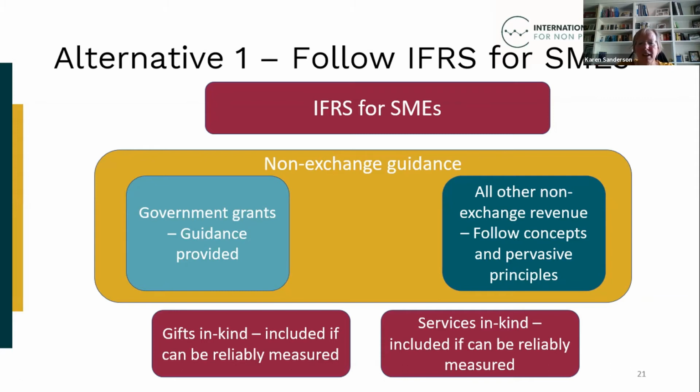It's important to note that under this alternative, NPOs would be required to recognise revenue from services in kind and gifts in kind where they can be reliably measured. There would be no exemptions under this approach, and NPOs would need to maintain records to support the approach they're adopting. As with all of the alternatives, as you will see, we'll be looking at providing NPO-specific guidance that would support the application of the standards and recommended disclosures.